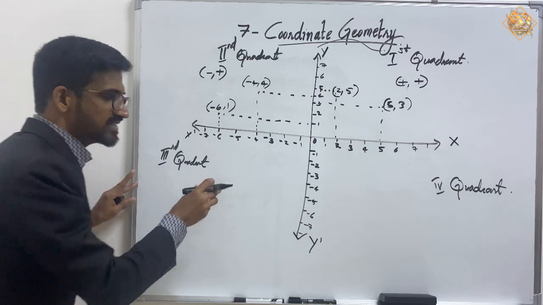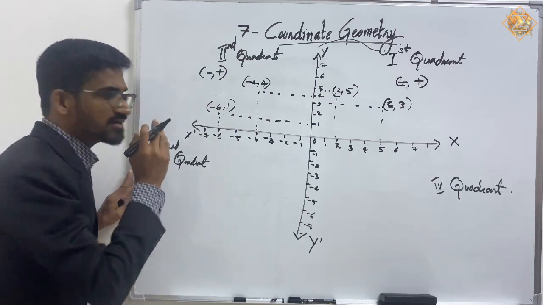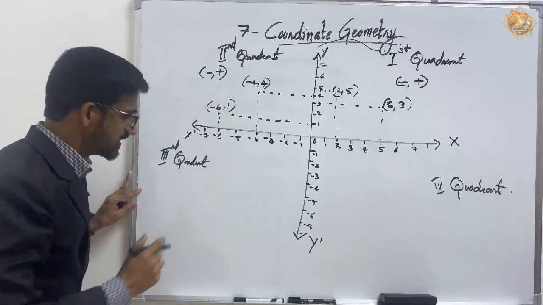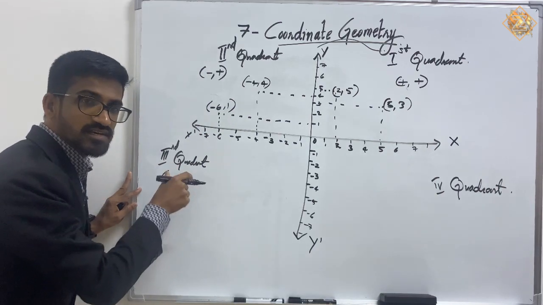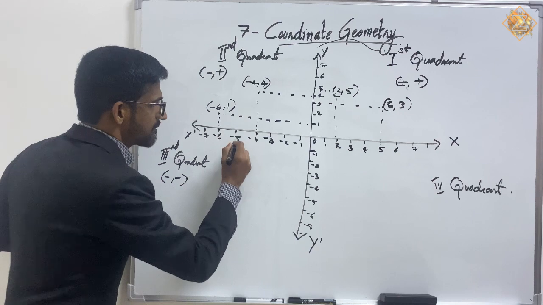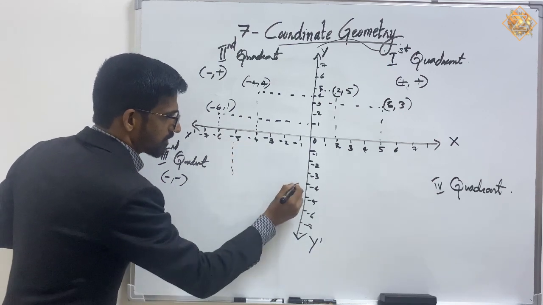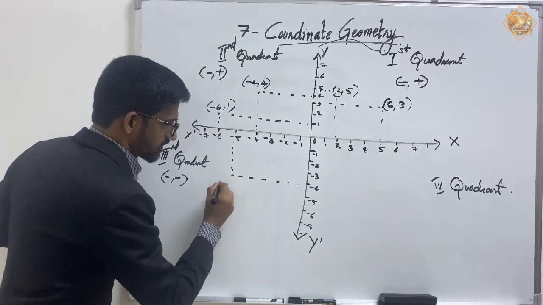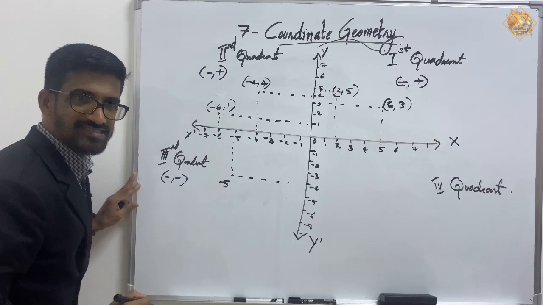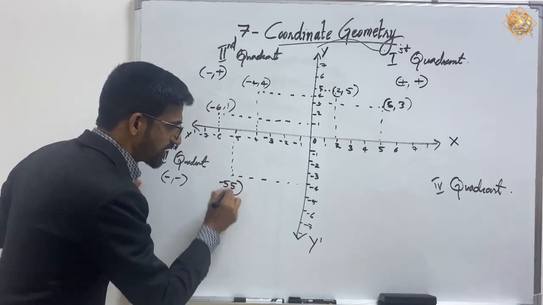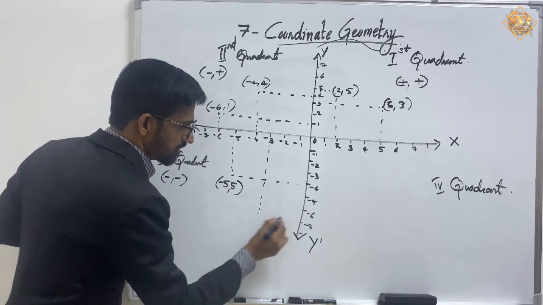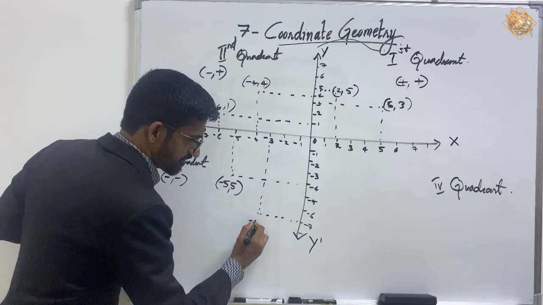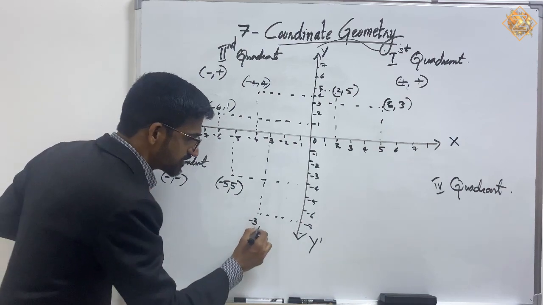Now in the third quadrant, both the x and y coordinates will be negative, that is (-5, -4). First we will write the x coordinate, then the y coordinate. Now (-3, -7), first the x coordinate we will write, then the y coordinate.